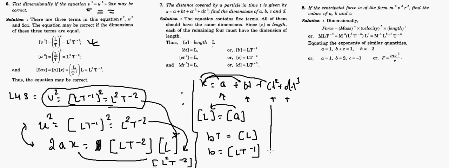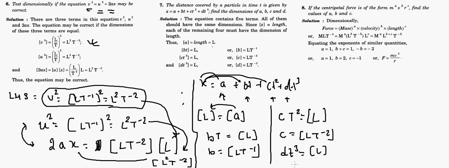Got it? Let's discuss the third one, that is ct square, which is equal to L for x again. So c will have L t raised to power minus 2. Got it? For the last, dt cube is again equal to L. So d is equal to L t raised to power minus 3. So this will be the dimension. Got it? No problem.